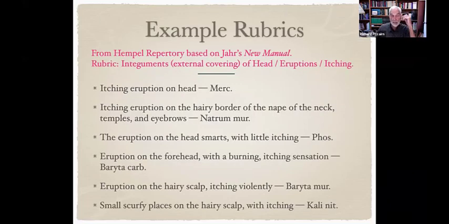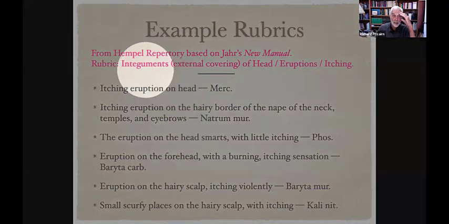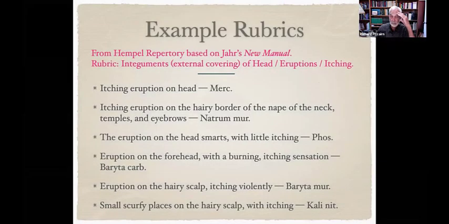Here's an example, and this is from Hempel's repertory based on Jahr's new manual. The rubric is up here: integuments, which means external covering of the head, eruptions, and itching. In other words, it's the outer surface of the head, and it's eruptions that are itching. So here's how they describe it in the repertory. They'll have Mercurius, described as having itching eruption in the head. The next remedy is Natrum muriaticum, itching eruption on the hairy border of the nape of the neck, temples, and eyebrows. So you can see how they're describing the difference of the remedies within the rubric, which is kind of handy. You can see why they might do that.